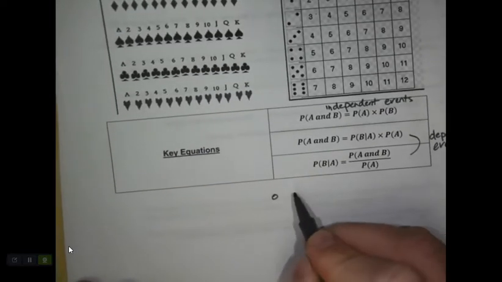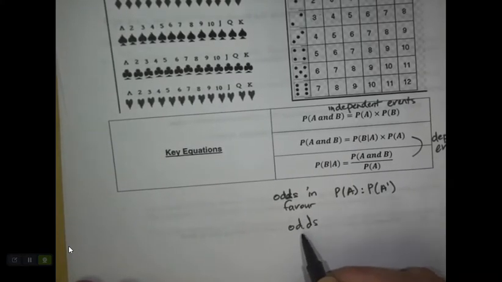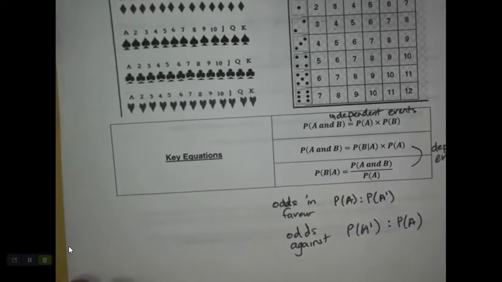And we also need to have in our bank the idea of odds in favor, which is the probability of an event happening to the probability of the event not happening. And odds against is the probability of the event not happening to the probability of the event happening. So all these tools that we have, plus if we have to look at a standard deck of cards, we've got these properties of sums of two dice. We've got these properties, and we can always look back to these ideas as we move forward.